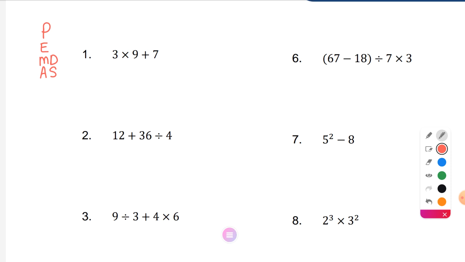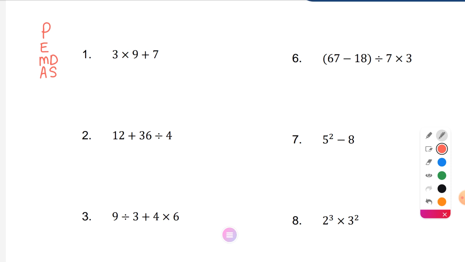So first thing we do is look for parentheses, okay? We always look for parentheses first, and we have to do whatever is inside of the parentheses first. If there's more than one operation inside of the parentheses, we have to follow the order of operations inside of the parentheses. So it could be a whole problem within the bigger problem. E stands for exponents. Now that we have learned exponents, I can easily teach you order of operations.